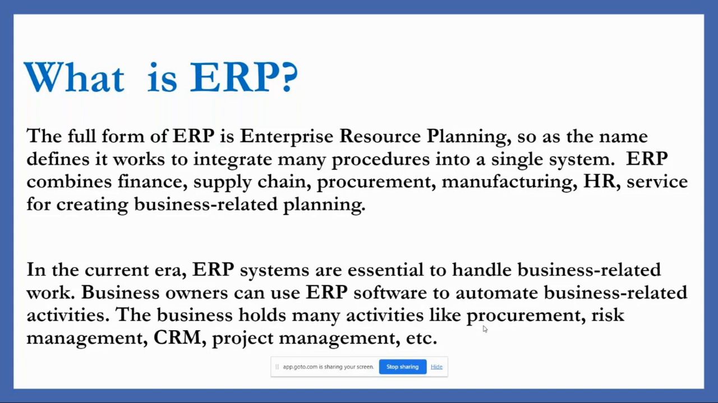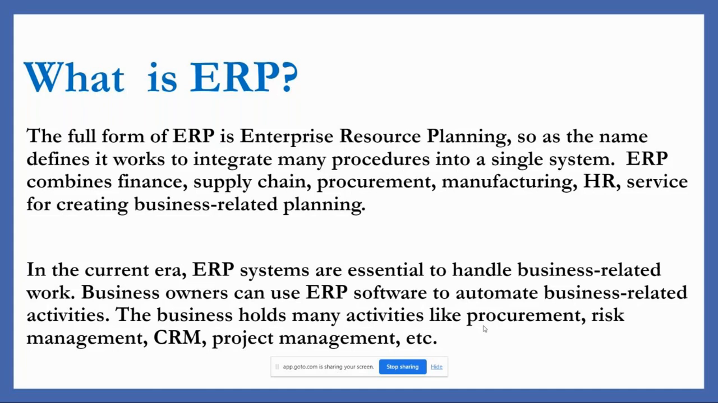ERP is a combination of finance, supply chain, where supply means buying and selling, procurement, meaning the planning for supplying of goods, then manufacturing, and HR services for creating business-related planning. All this planning will be handled by a business owner in one single software, that is ERP software, where we can do all these activities in one place. That is what we call ERP software.